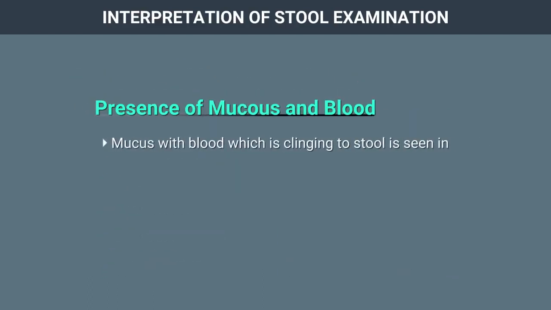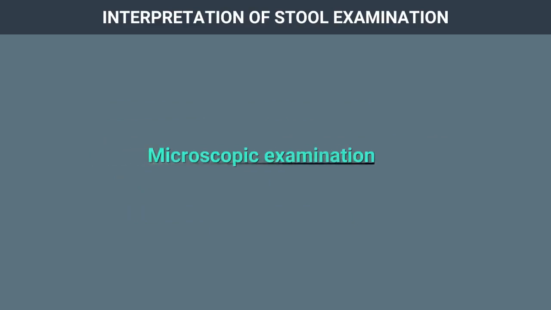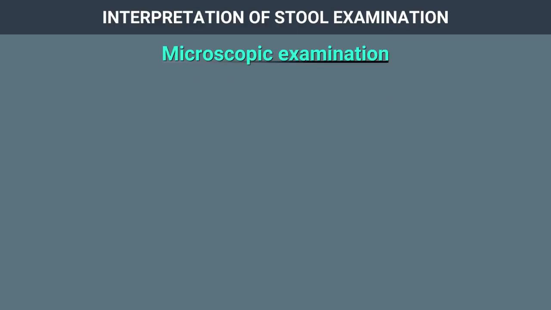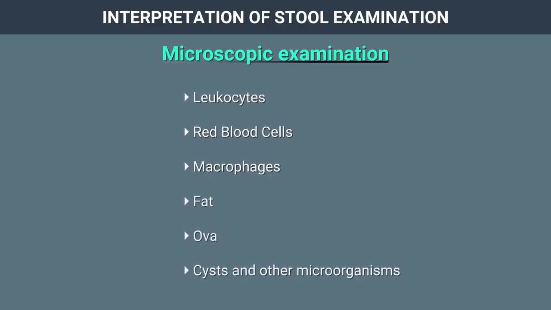Mucus with blood which is clinging to stool may be seen in malignancies of colon and inflammatory lesion of rectal canal. Microscopic examination is done to look for the presence of leukocytes, red blood cells, macrophages, fat, ova, cysts and other microorganisms.